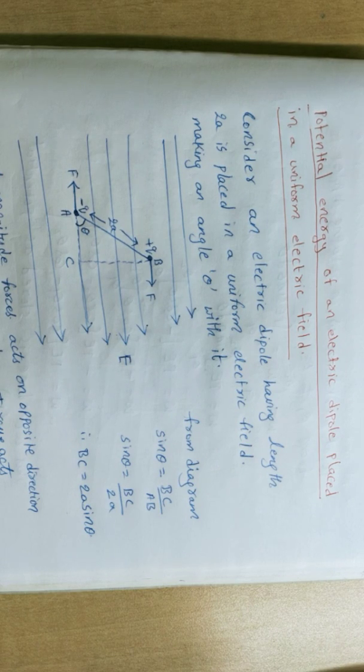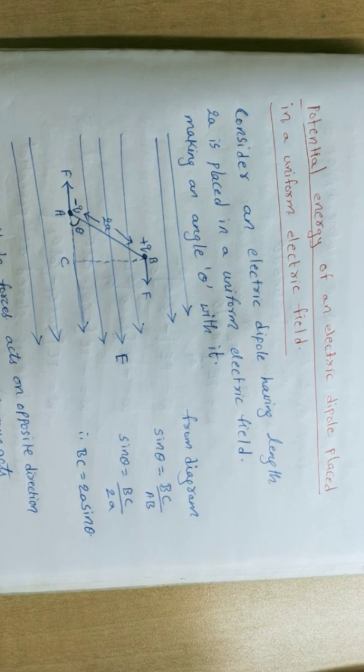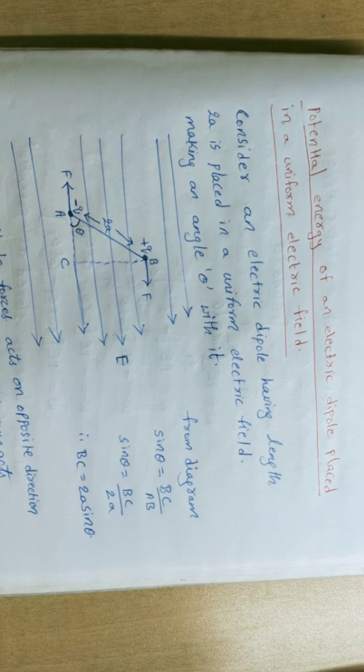Hello friends, good morning. In the last class we already discussed the electric dipole, and then we found the electric potential due to an electric dipole. So now we want to start a new concept: potential energy of an electric dipole placed in a uniform electric field.